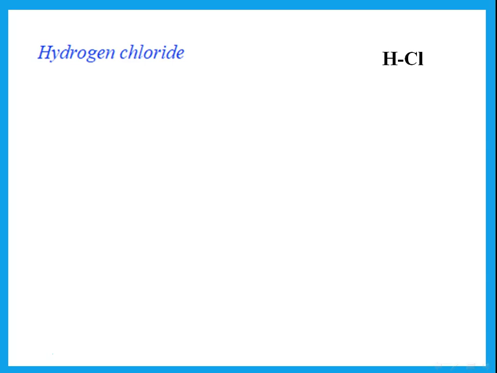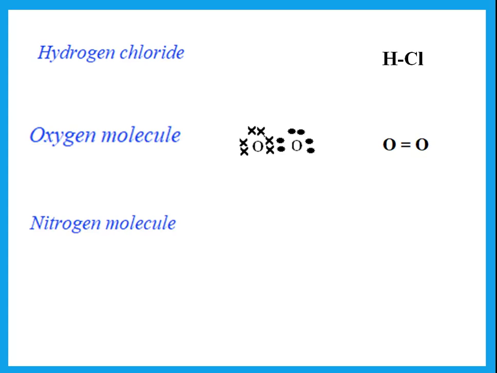Hydrogen chloride is a compound between hydrogen and chlorine. Hydrogen contributes 1, chlorine needs 1, and that means this is how you draw HCl.